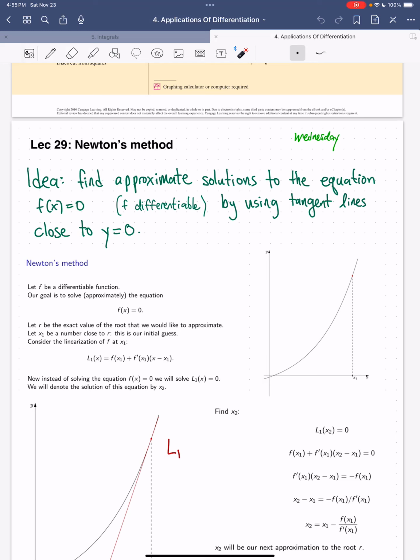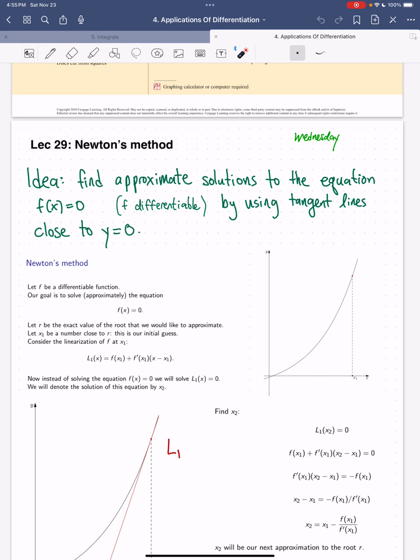So on Wednesday, we were not able to cover this little section on Newton's method, so I'll do this now. Write out these examples, upload, link to this video, all of that. And then we can finally say that we are done with applications of differentiation.